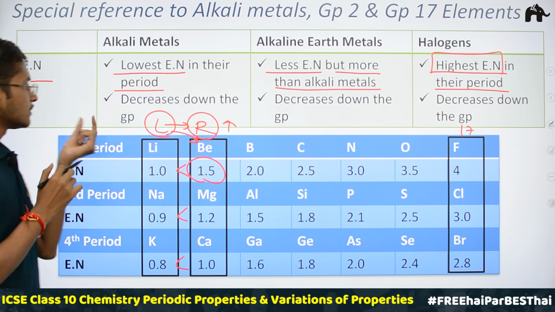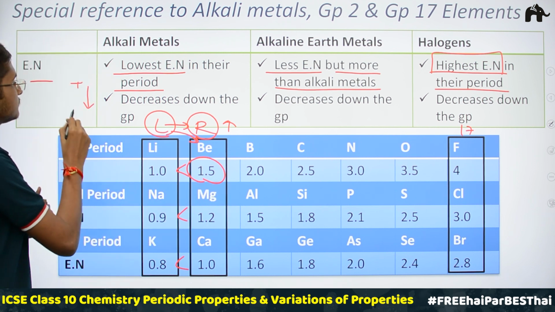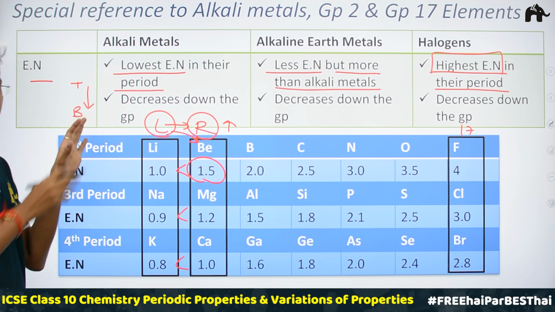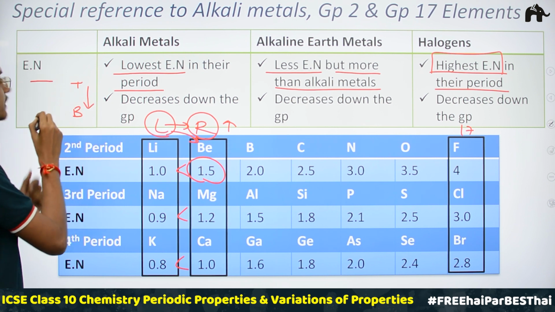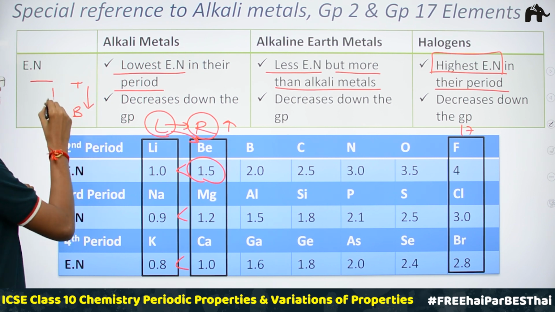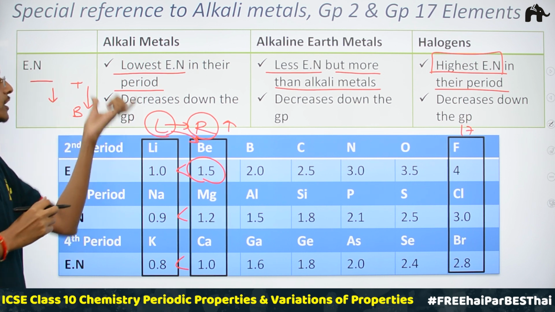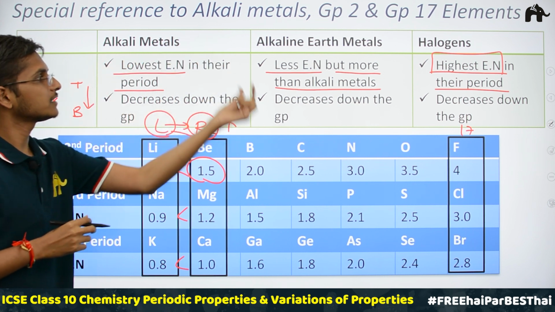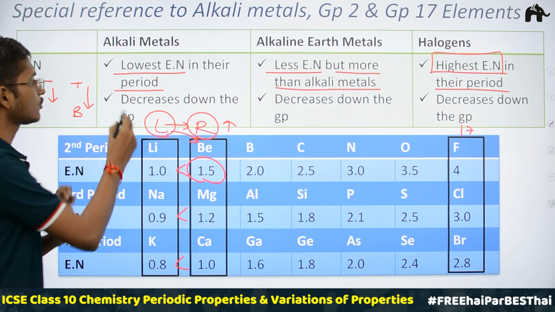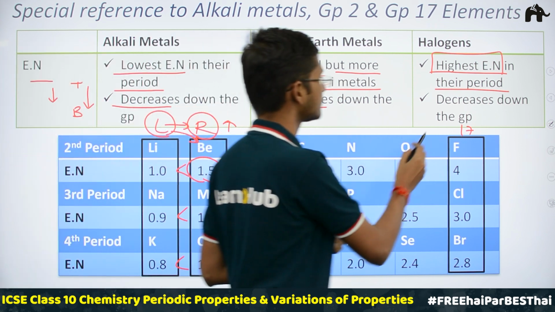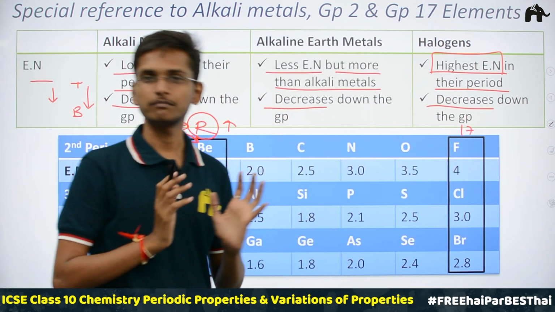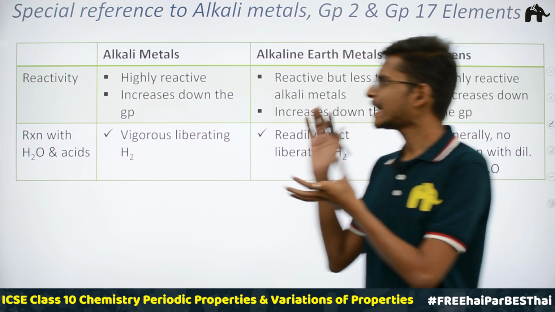Next, from top to bottom, when we move in a group we find that electronegativity goes on decreasing. In this way only we would remember for alkali metals, alkaline earth metals and halogens as well, the electronegativity value decreases down the group.